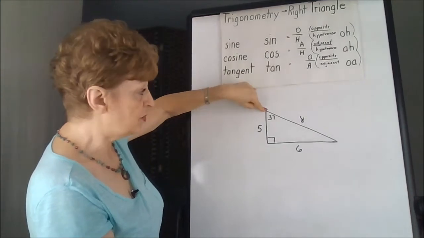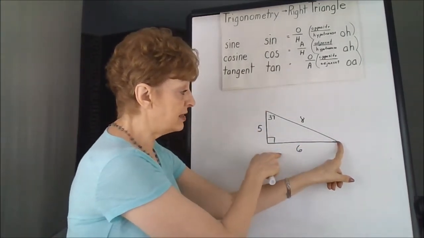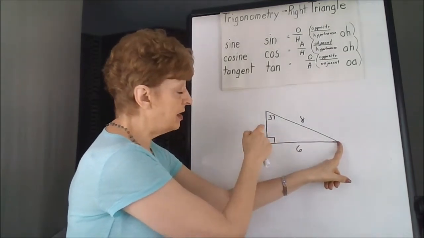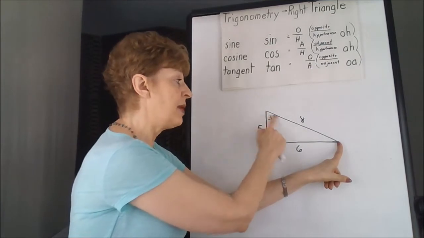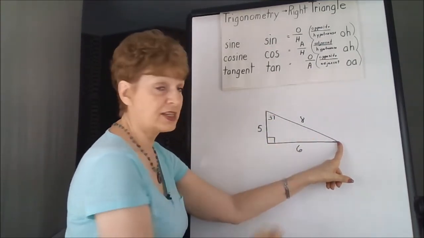This switches when we go to this corner. Now 6 is adjacent. 6 is touching this corner. The opposite now becomes 5. And the hypotenuse, of course, always stays 8 because it's across from that right angle.